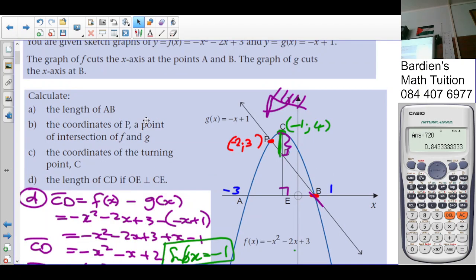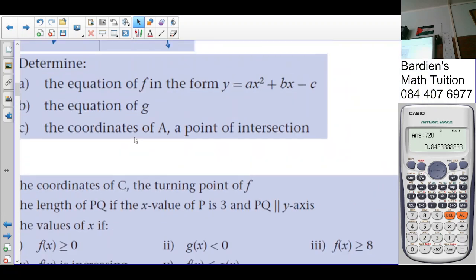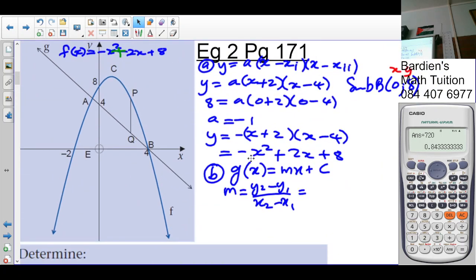Then we went on to interpretation of graphs. You got here somewhere. Yeah, we're going to do that.